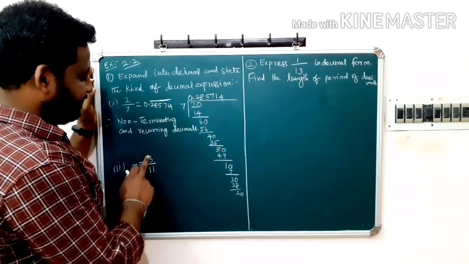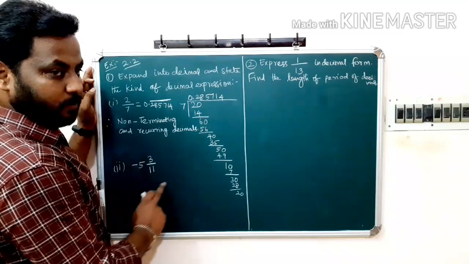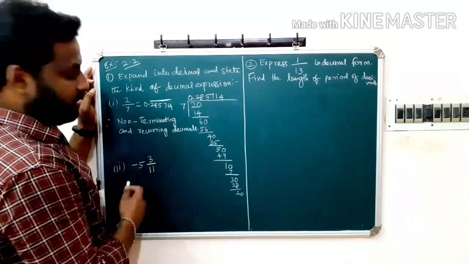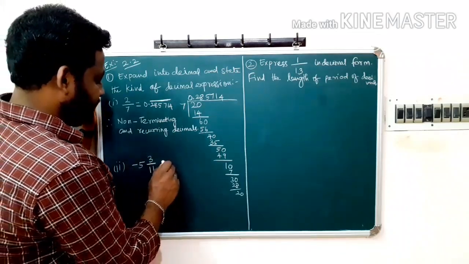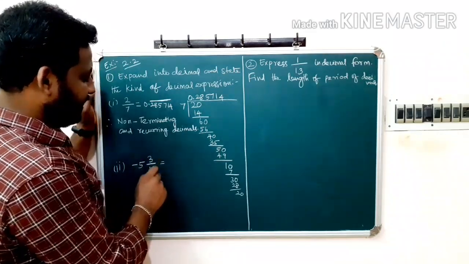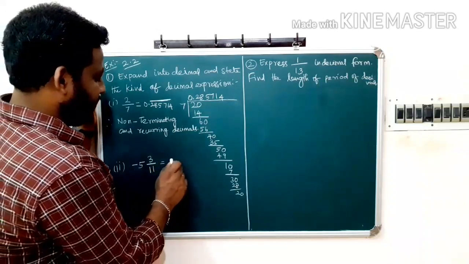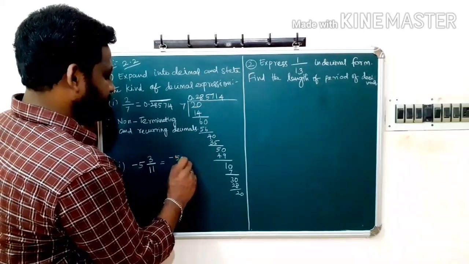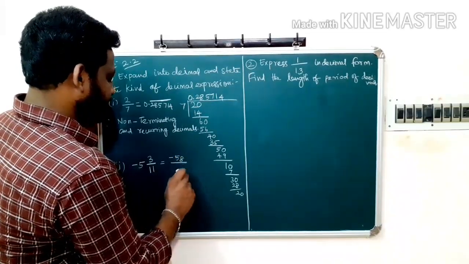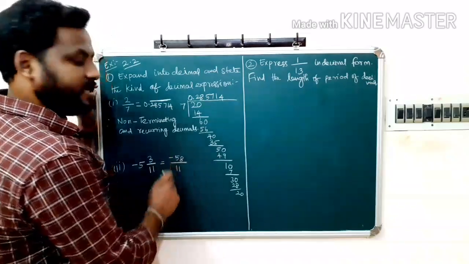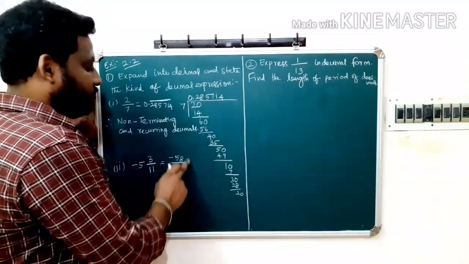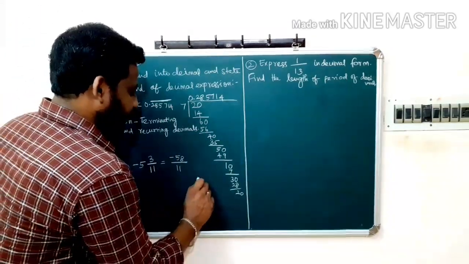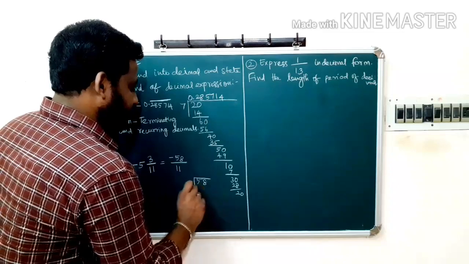So minus 5 3 by 11. This is an improper, so here we have to convert it into an improper fraction. So minus 5 by 5 3 by 11: 5 into 11 is 55, 55 plus 3 is 58. So minus 58 by 11. This is the rational number, so we have to find the decimal expansion for this rational number. So 58 must be divided by 11.